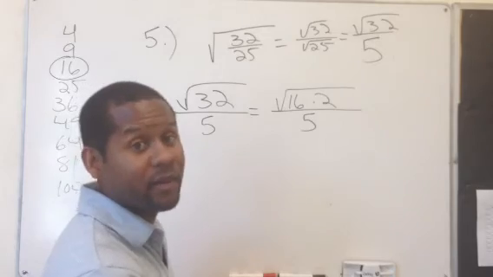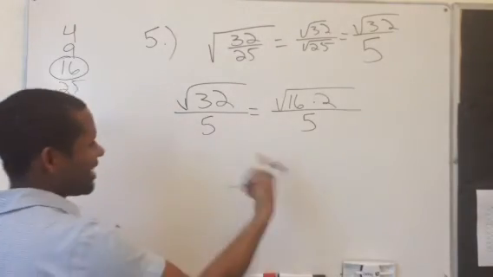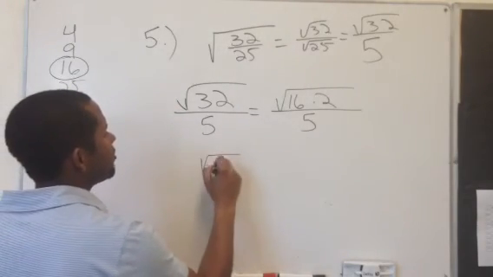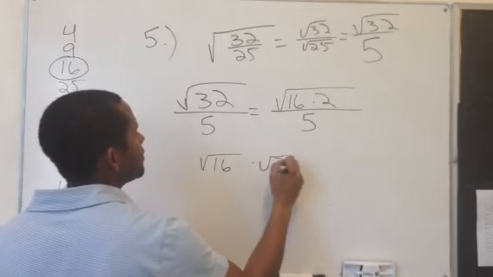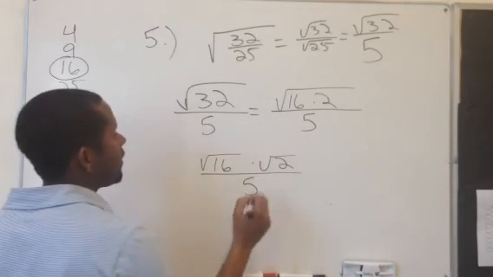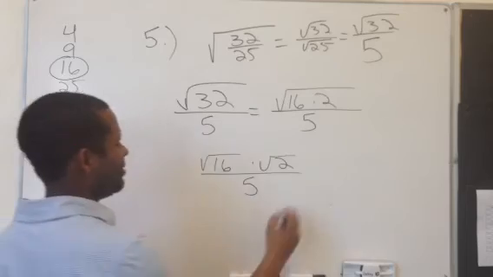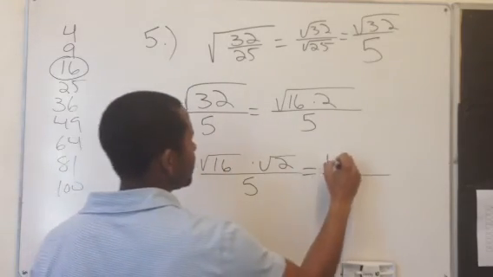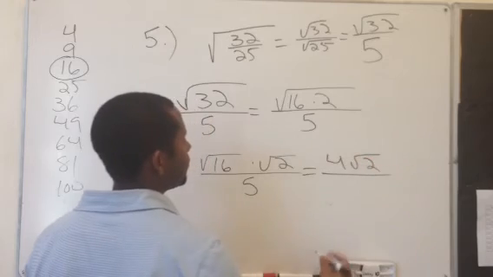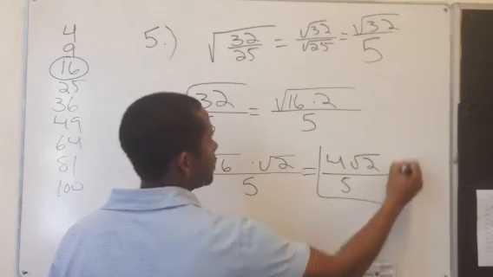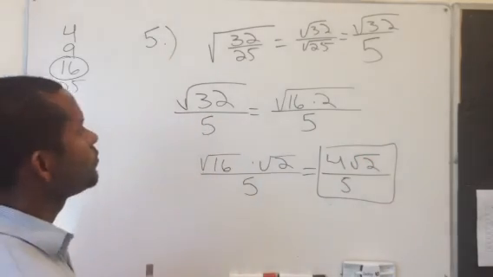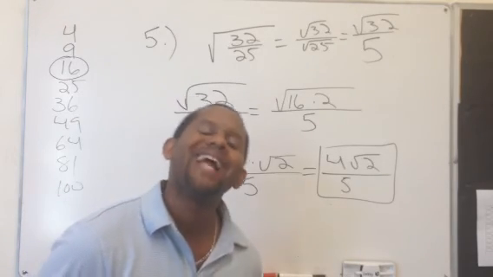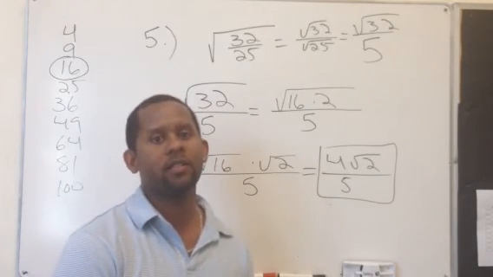You should be going ahead of me right now because you know what the deal is. So you're like, oh, I got this. So this becomes square root of 16 times the square root of 2 over 5. And you're like, oh, well, I got this. I know what the square root of 16 is. That's 4 times the square root of 2 over 5. I'm done. You just learned the quotient rule, and you didn't even know it.